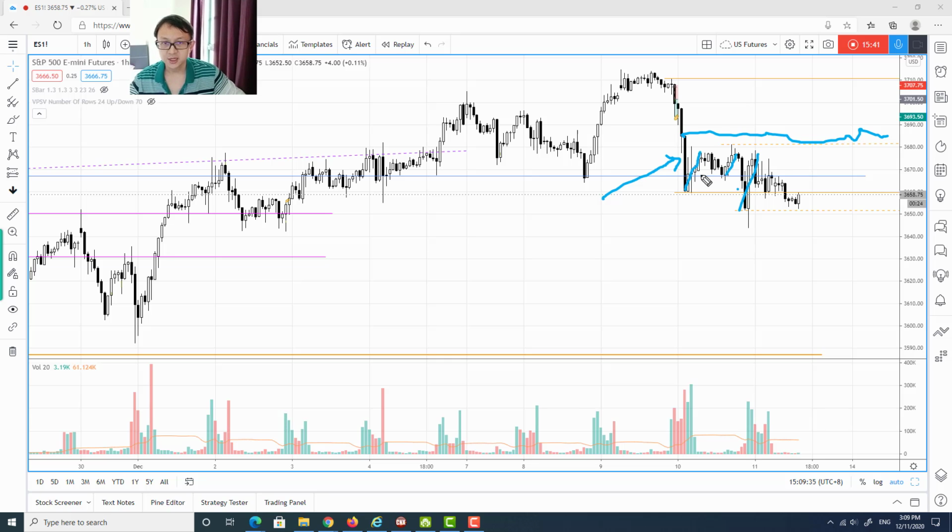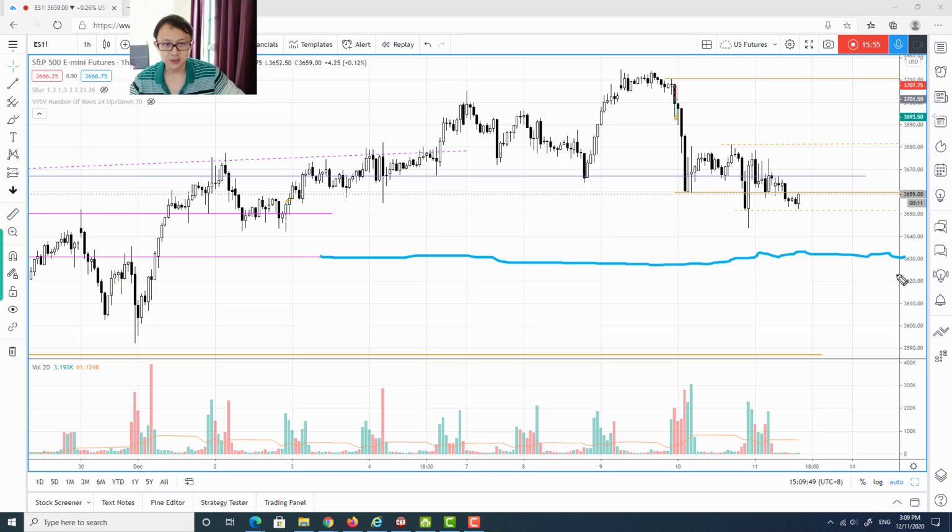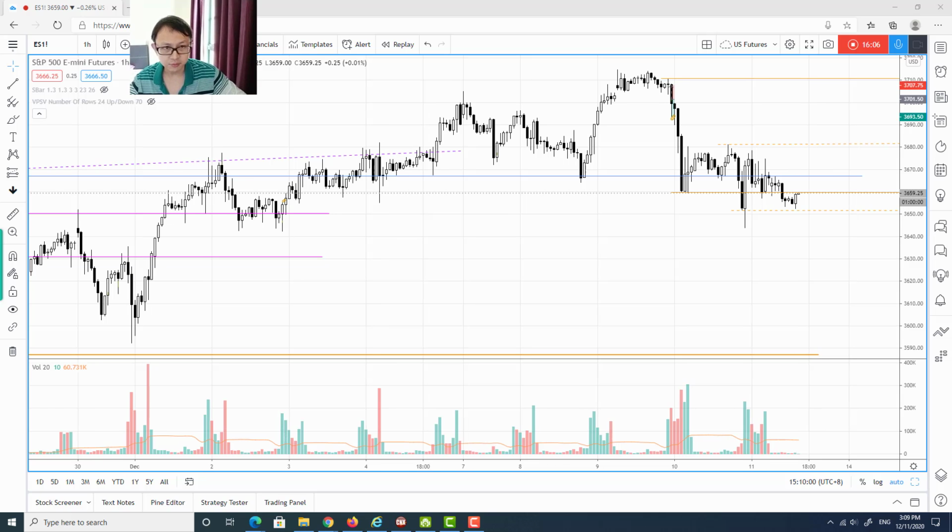So I would say that the rally is weak, and it's likely for the market to continue to go down to test the next support level, which I believe should be somewhere around 3630. So that is the next support level. Right after that, we just need to see how the market reacts, first of all, to the one swing low right there, and also the support level at 3630.